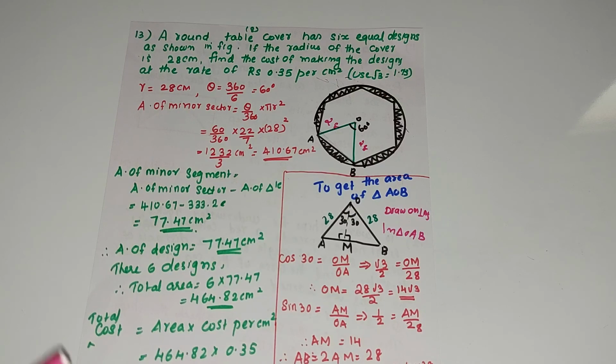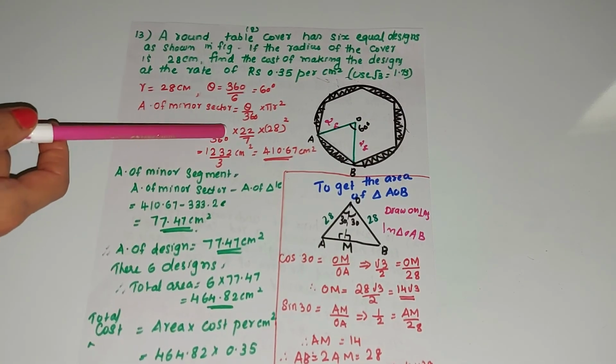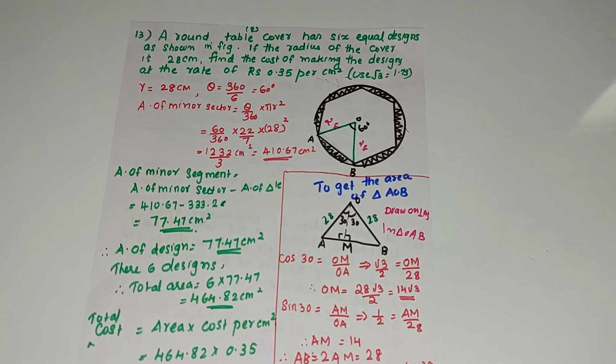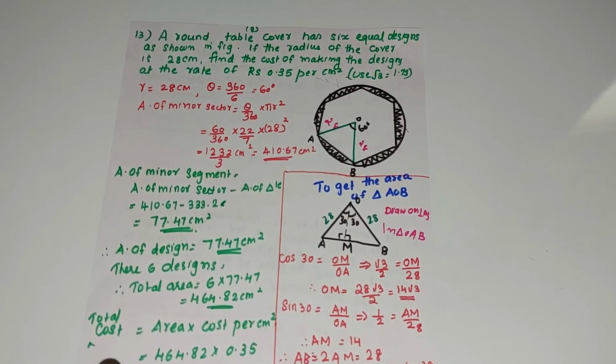Before that, you find the area of the minor sector. This is equal to theta by 360 into pi r square, 60 by 360 into 22 by 7 into 28 whole square. So 410.67 centimeter square is the area of the minor sector. Now to get the area of the minor segment, area of the minor sector minus area of the triangle. Using this method we got the area of the triangle equal to 333.2. So you subtract, we will get 77.47 centimeter square.